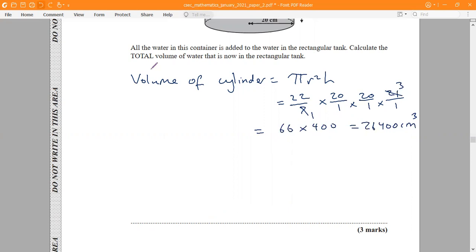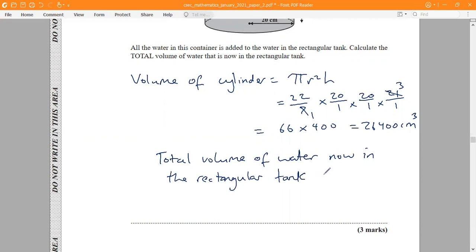We are asked to find the total volume of water in the rectangular tank after we add this water from the cylinder. So the total volume of water now in the rectangular tank would be 26,400 plus 30,000. So we get 56,400 cm cube, and that's our answer.